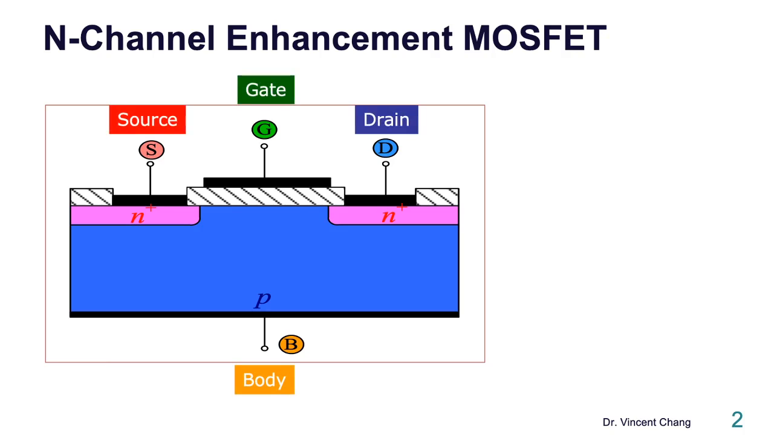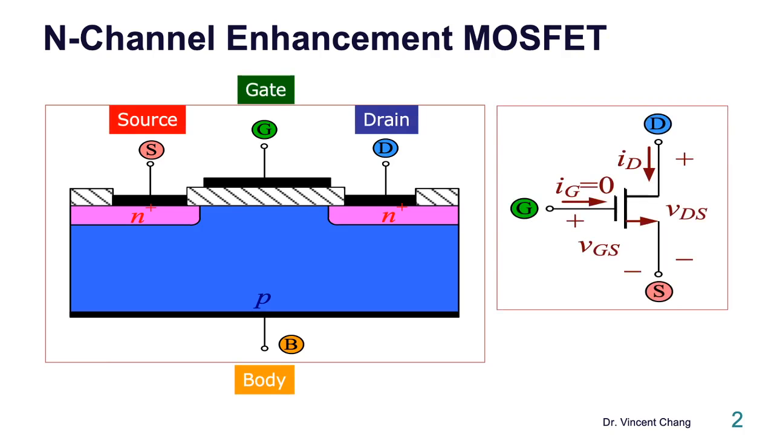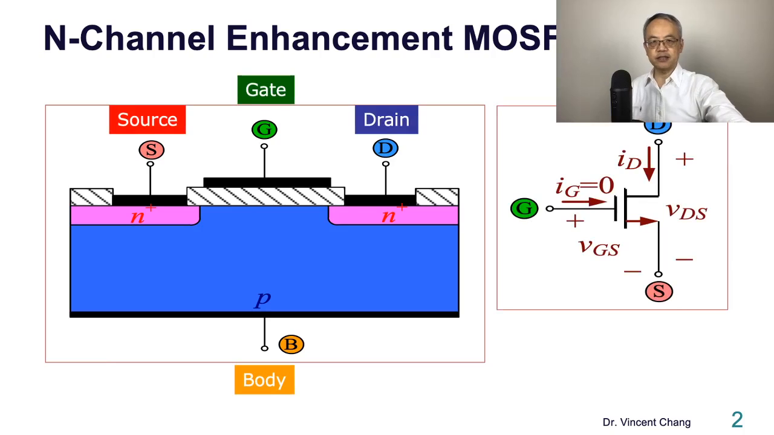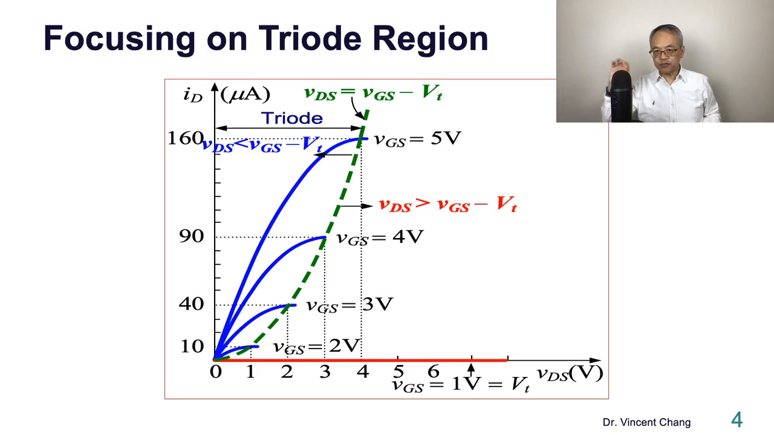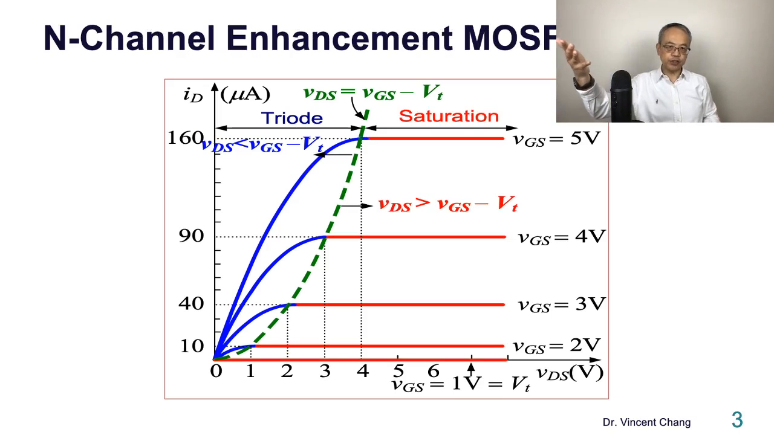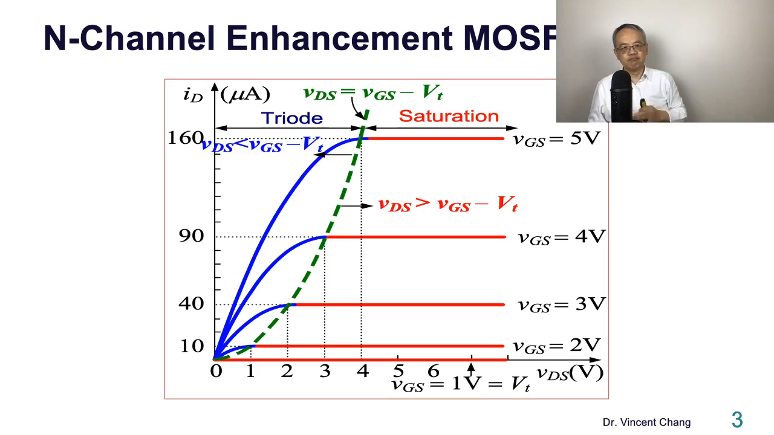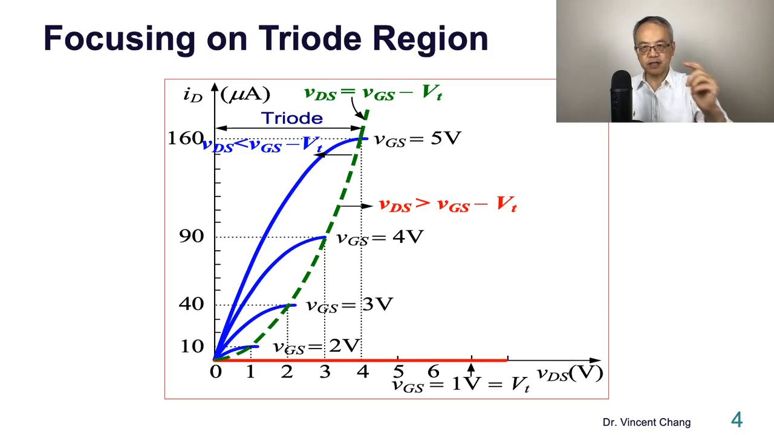N-channel enhancement MOSFET: source, gate, drain, body, the current symbol on the right. Here's the current voltage characteristics, the relationship between ID and VD. We understand this kind of qualitatively. Let's focus on the triode region. We have the saturation and the triode region, right? Saturation is simple. But what about the triode region? It's a little bit complicated. So let's focus on the complicated part.